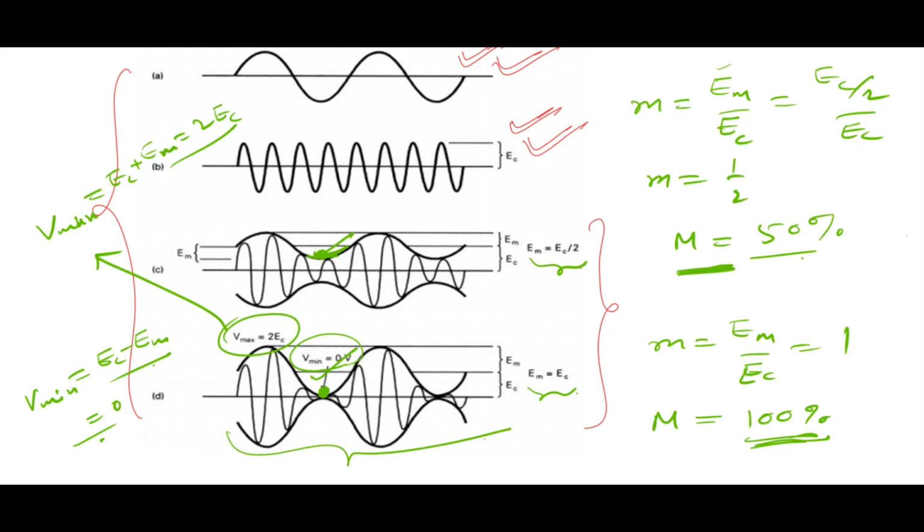You can consider one more case, over modulation. In that case this waveform will go on the negative side, and this will go on the upper side. In that case you'll find it difficult to preserve the information. The information is totally lost or distorted. So this is the maximum limit up to which we can modulate.